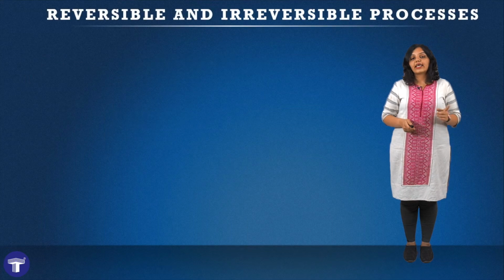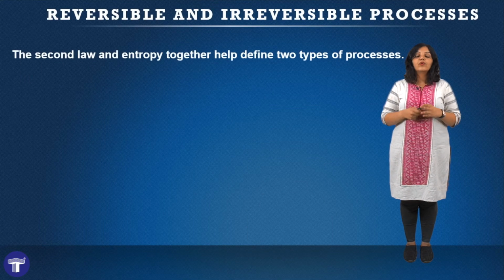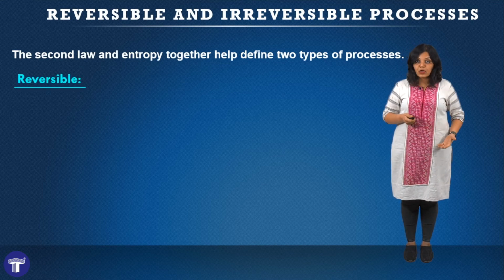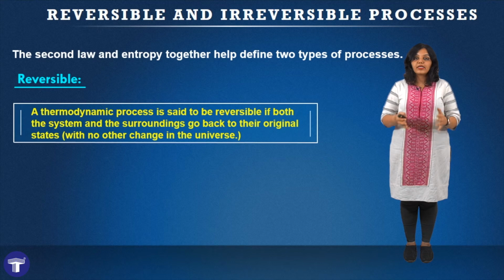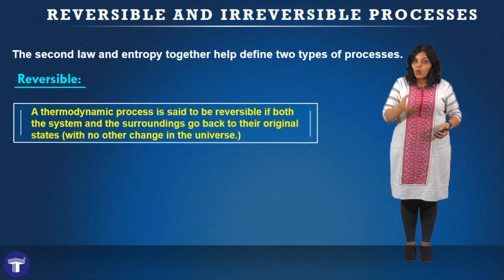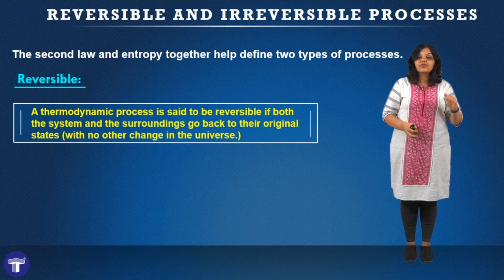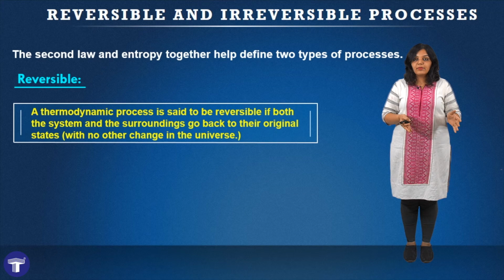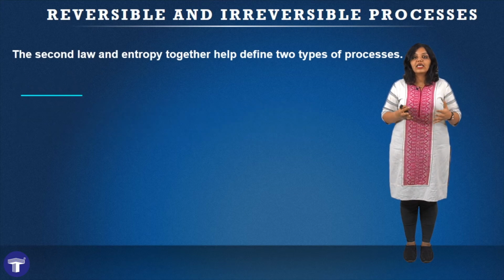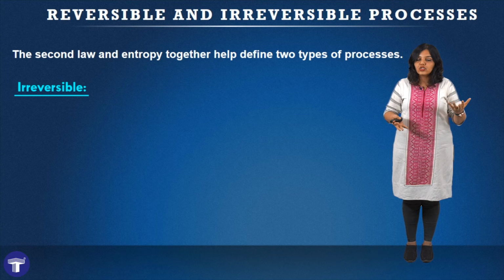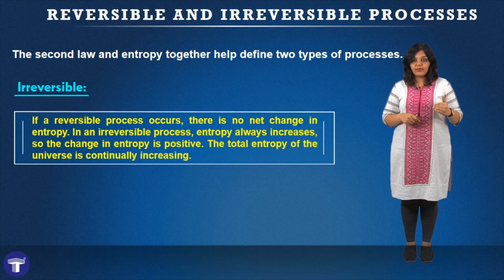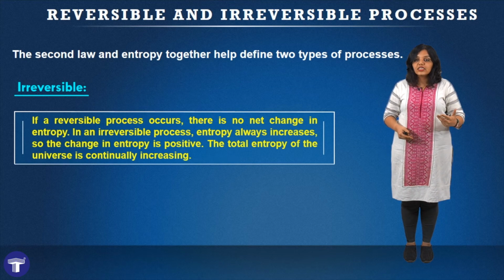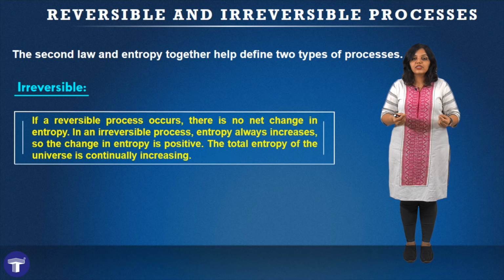From the ideas of the second law of thermodynamics and entropy, we will begin to define two essential types of processes. The first one is a reversible process. A reversible process is nothing but a process in which we can, if we wanted to, change the system and the surroundings back to their original states with no other change in the universe. In a reversible process, what happens is that the change in entropy comes out to be 0. There is no net change in entropy. However, in an irreversible process, entropy always increases. So the change in entropy is always positive, and the total entropy of the universe is continuously increasing.